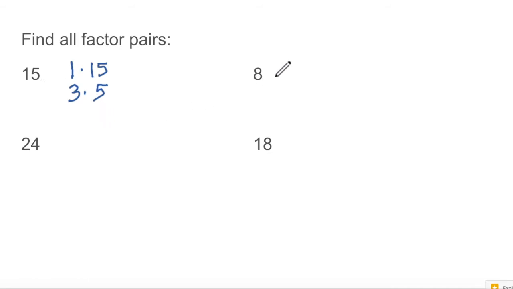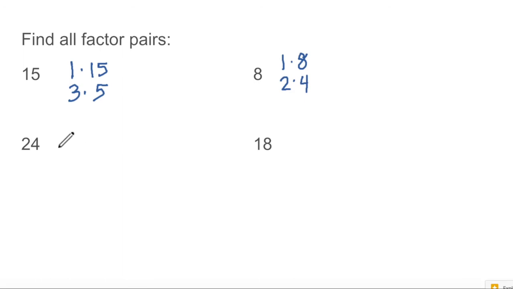Let's look at number 8 here. Okay, 1 times 8. What else? 2 times, well, 8 is even, so 2 times 4 gives us 8. 3, no, 3 times nothing. 4 we already did, 4 times 2. Now we're at the halfway point, so we can stop. So those are all the factors of 8.